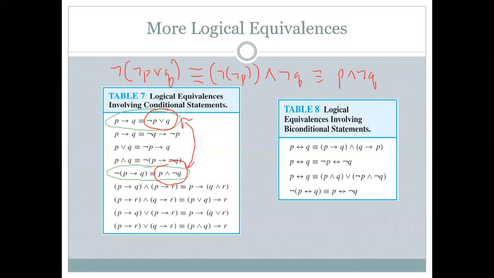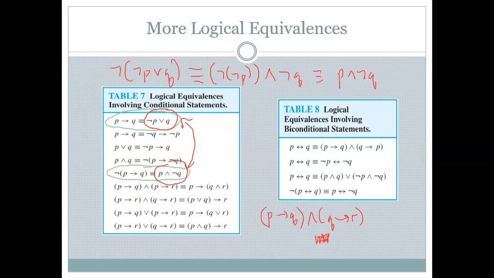There are some in here that just make perfect sense. Actually, some of these are a little bit tricky. So I'm going to write down one that I don't see on here, but that I think you should probably be able to tell me what it's equivalent to. So suppose I have P implies Q and Q implies R. What do you think that is?